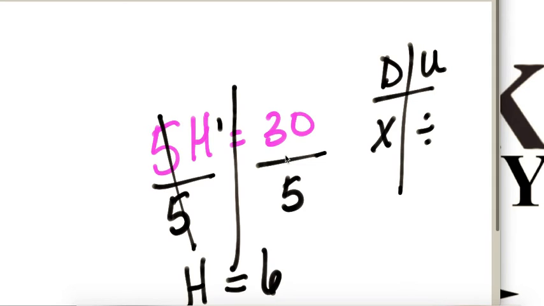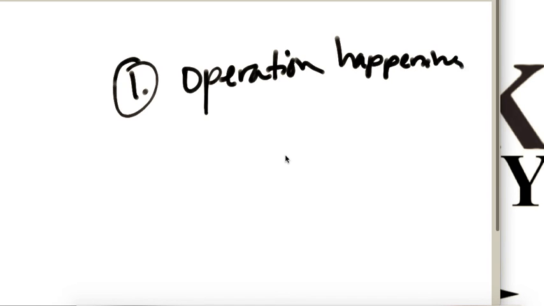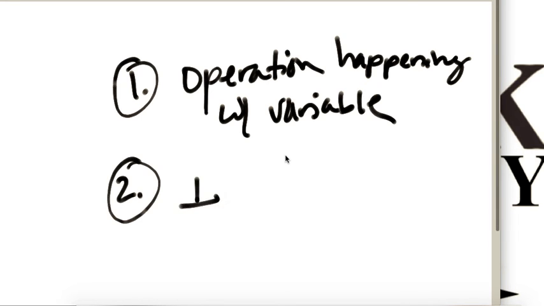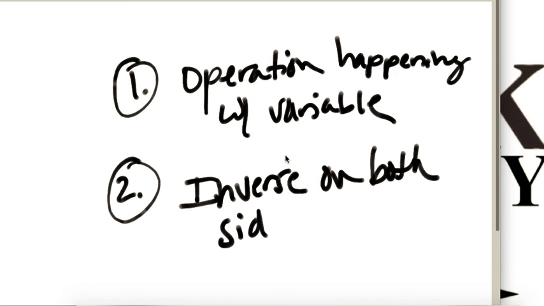I plug it in always to see if it makes sense. So I go back up to look where h is, and I'm going to plug in 6 here. And would 5 times 6 give me 30? Yes, that makes sense. So we did a bunch of different kinds of problems. Step number 1, look and see what's happening with the variable. What operation is occurring with the variable? Second, you have to do the inverse on both sides. And then that solves for the variable.